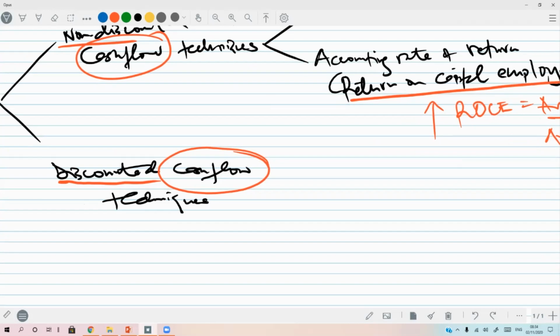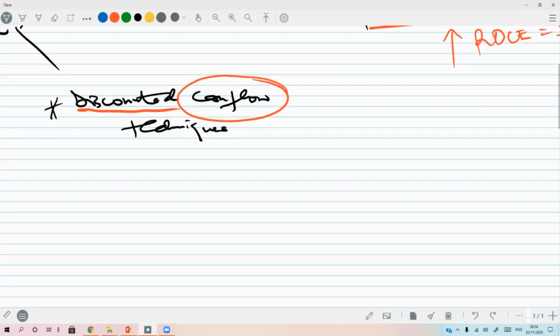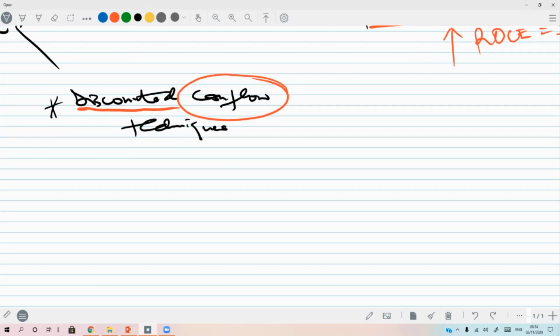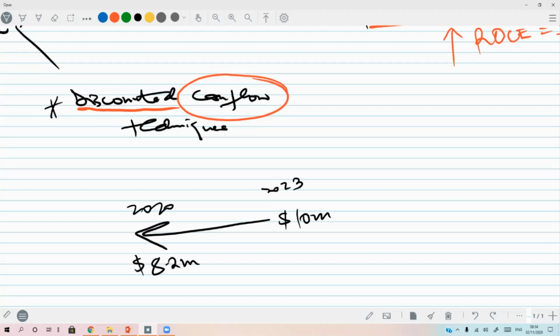Now, for the discounted cash flow techniques, as we mentioned, we need to first discount the cash flows. We need to first get the present value. If you're going to get money three years from now, so here we have year 2023 and now we're in 2020, say you're going to get cash of $10 million in three years' time, discount it back to year zero. Get the current value of this 10 million. Maybe it is equal to 8.2 million in current value terms. So all the cash flows from 2020 today all the way to the nth year, you discount them back to year zero and get the present value of all those cash flows.